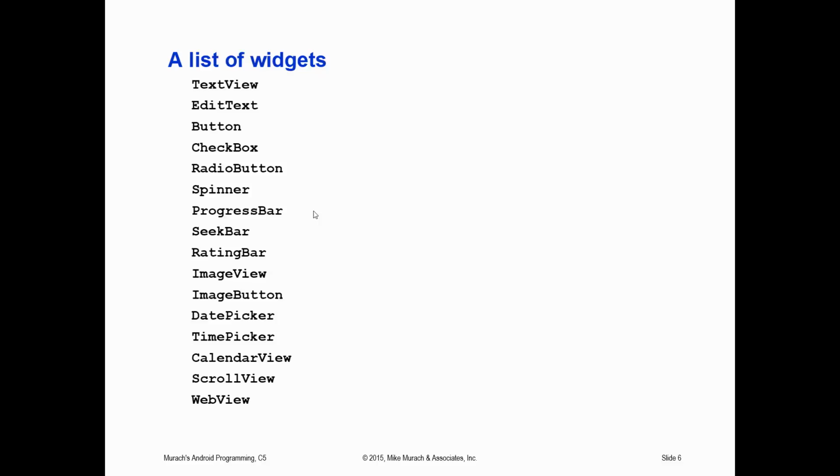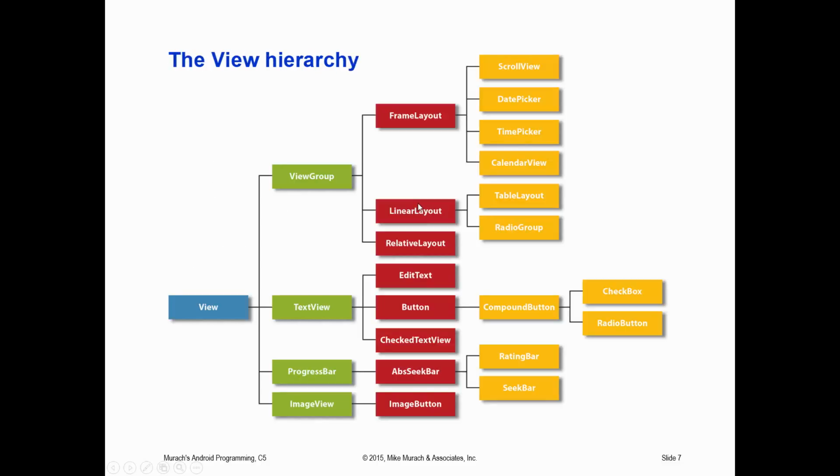So, this is the view hierarchy. You'll notice that everything is under view. It's the superclass for everything else. And then after that, as an example here, we've got view group. That's the superclass for most widgets that can contain other widgets. So that's got everything that's in here.